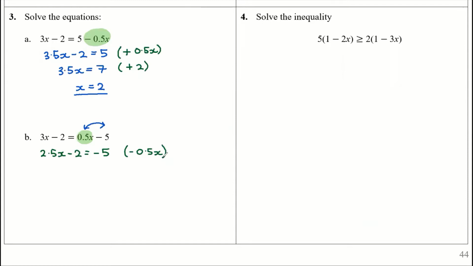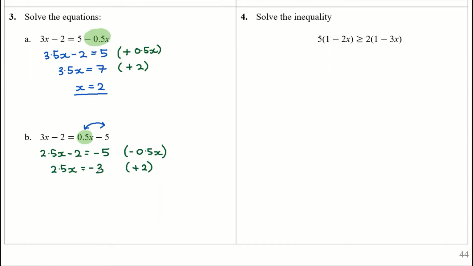Now I'm going to add 2 again. So I need to add 2 to clear the negative 2 from the left. So we're going to have 2.5x is going to equal. Now if I add 2 to negative 5, just be careful with that. It's going to give me negative 3.